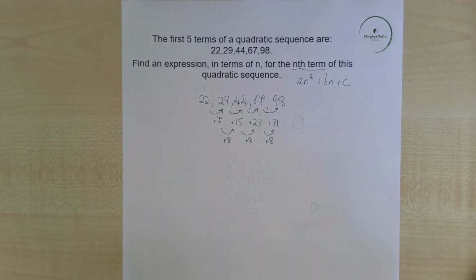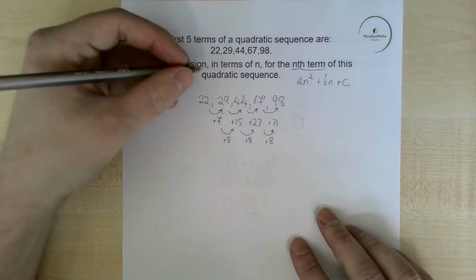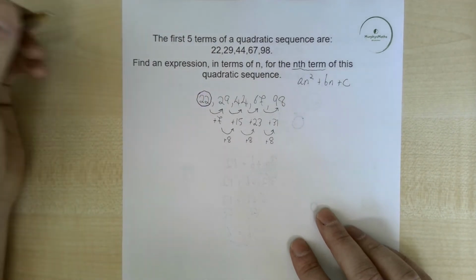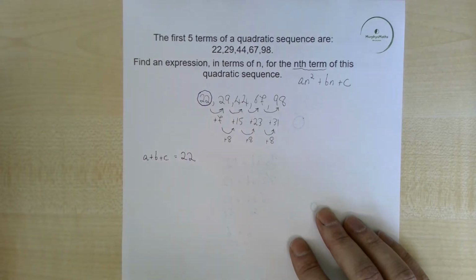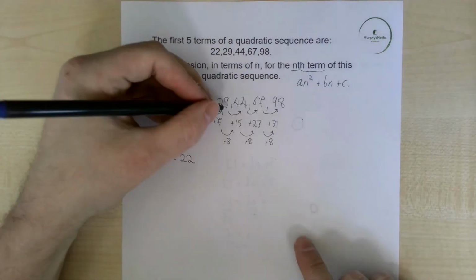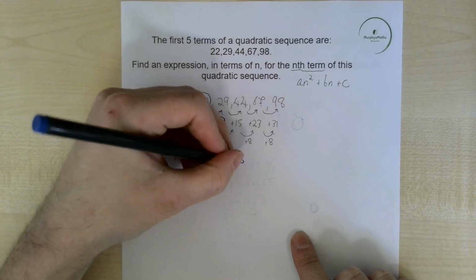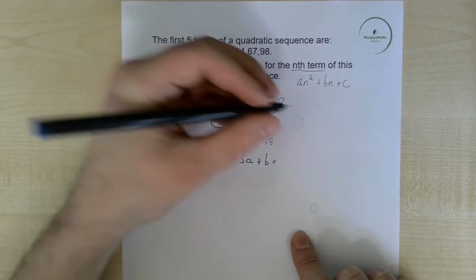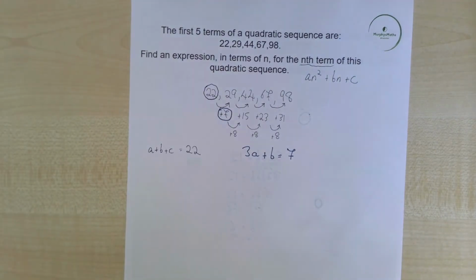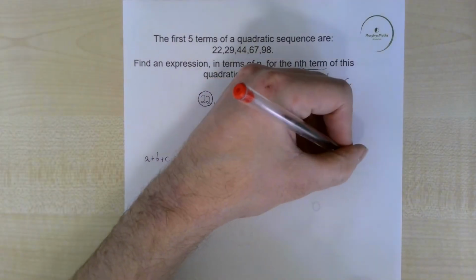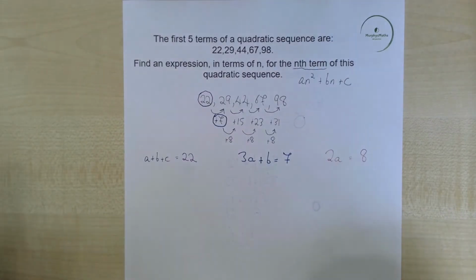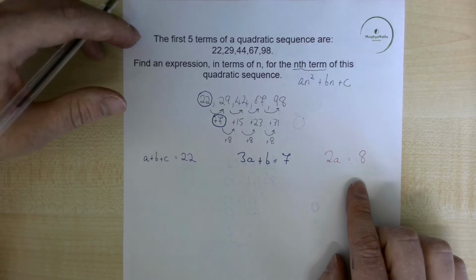So you've picked up a mark already if you've got those down. So next step is this first number here in the sequence, first term in the sequence, a plus b plus c equals 22. The first difference is plus 7, so that would be 3a plus b is equal to 7. And then lastly, that second difference, plus 8, we've got 2a is equal to 8. If you wish, pause the video again and see if you can finish this off, if you didn't get this far so far.